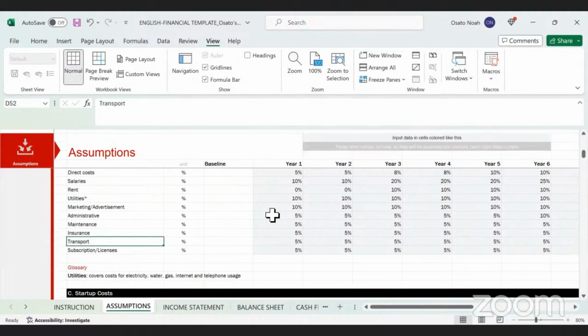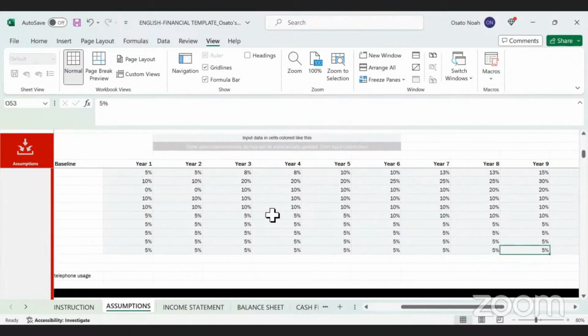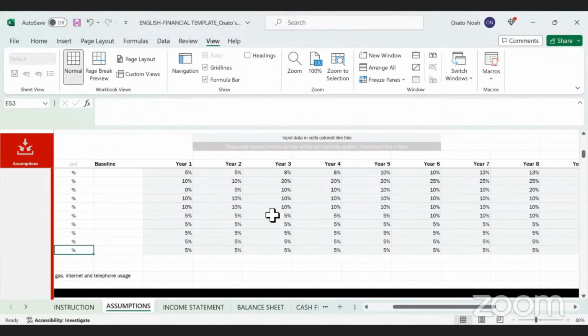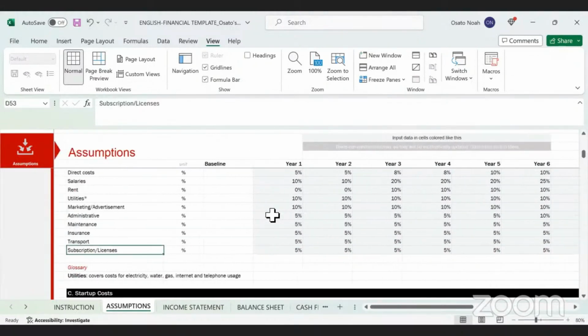Likewise, our cost of transportation. Once we establish the baseline, we don't believe it will start increasing exponentially or out of control. Then subscriptions and licenses, the same thing. The regulatory authority will not just wake up one day and double the cost of licensing. The subscriptions will increase on a marginal basis.